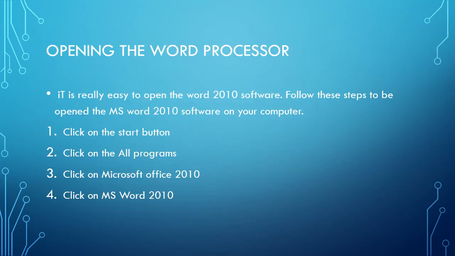Next one is how to open the word processor. It is really easy to open the Word 2010 software, and we all know about it. If you want to open any program, first go to the start button and click all programs. Finally, we'll have those things, that is, opening or exploring the word processor. So the steps are given here. Click on the start button, click on all programs, and click on Microsoft Office 2010, and we'll get Microsoft Office MS Word 2010 on the screen.